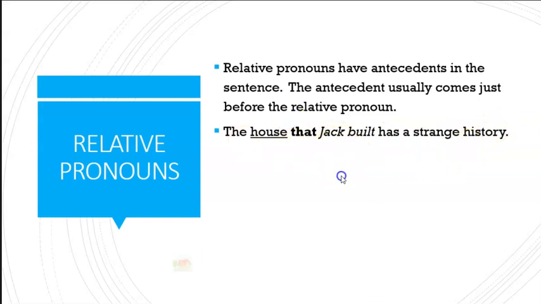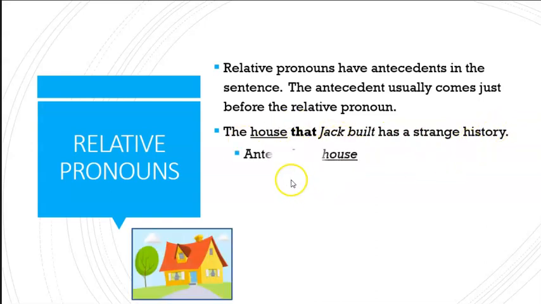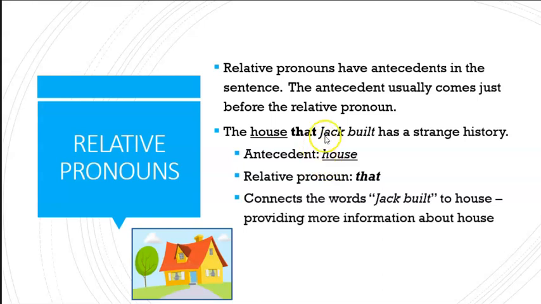In this sentence, the antecedent for the relative pronoun that is house. Okay, that is our relative pronoun. It is connecting the words Jack built, which is a subject and verb, to house. Okay, it's providing more information about the house, right? So Jack built the house.